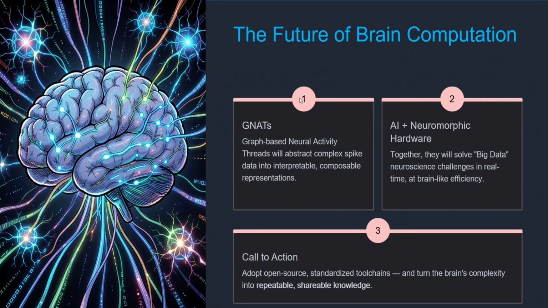The future of brain simulation is graph-based network activity. 3D visualization abstracts complexity, turning spike data into readable, conceivable representations. AI and neuromorphic hardware together, along with big data, are essential for real-time, energy-efficient systems. Go to action, adopting systems to machine and turn the brain.